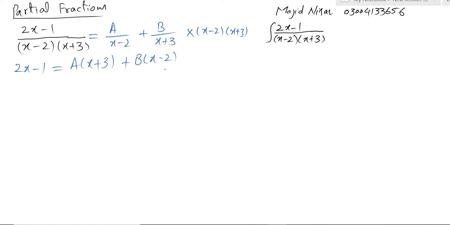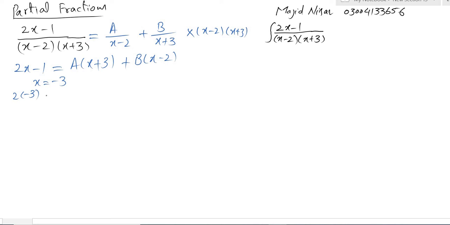Now what do we have to do? We have to eliminate this a. How can we eliminate it? If we substitute x equal to minus 3, because minus 3 plus 3 will be 0, and 0 multiplied by a will be 0. So a will be eliminated. So substitute x equal to minus 3 in this equation.